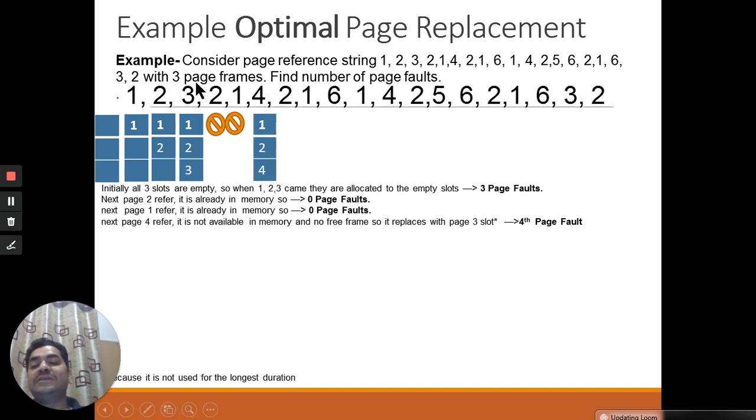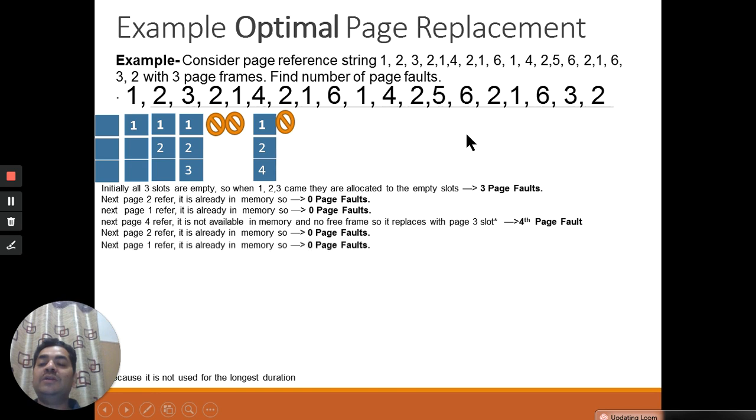So the frames are now 1, 2 and 4, because 3 is replaced with 4, since 3 is not used for a longer period in the future. Now 2 is already in the memory, no page fault. 1 is already in the memory, no page fault. 6, it is not in the memory.